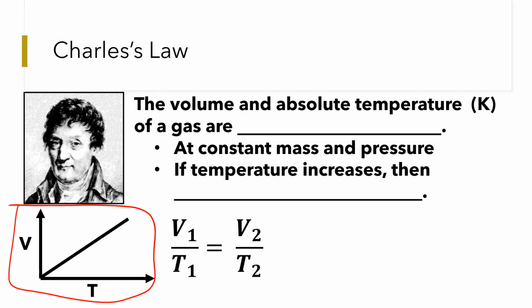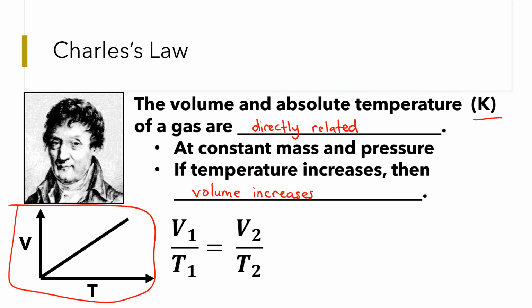The volume and absolute temperature, Kelvin, of a gas are directly related. And this is true at constant mass and pressure. If temperature increases, then I know volume increases. One goes up, the other goes up as well.